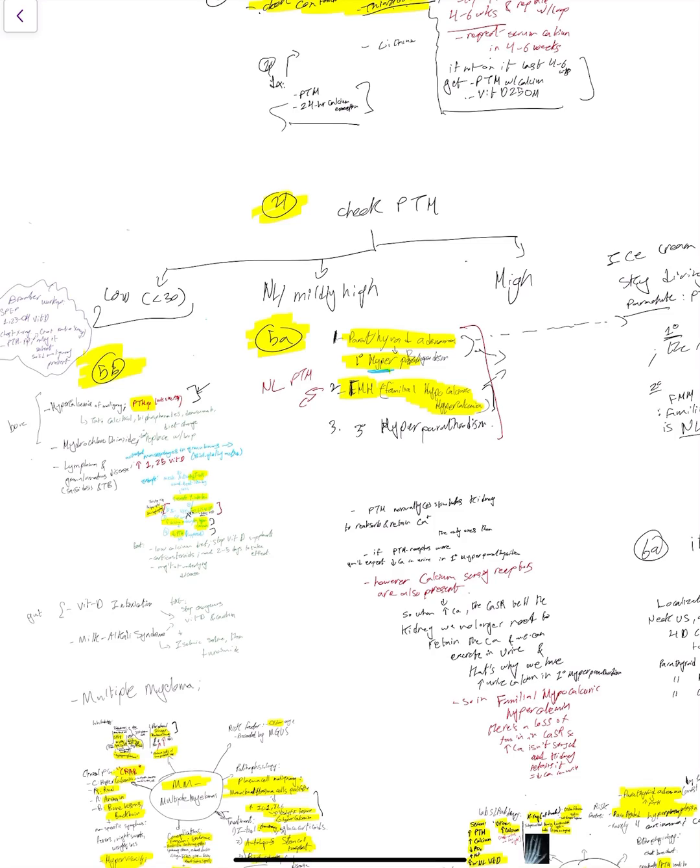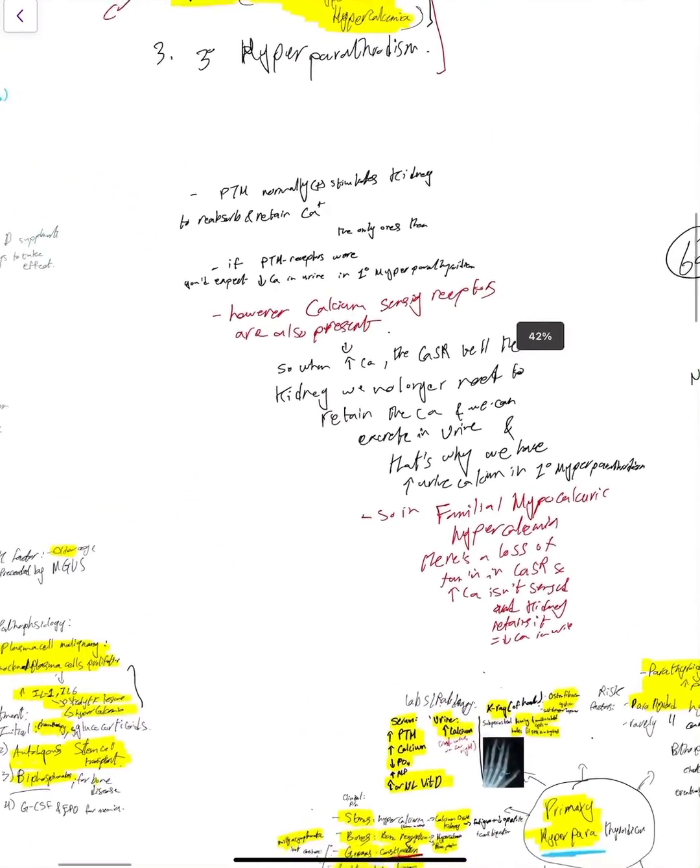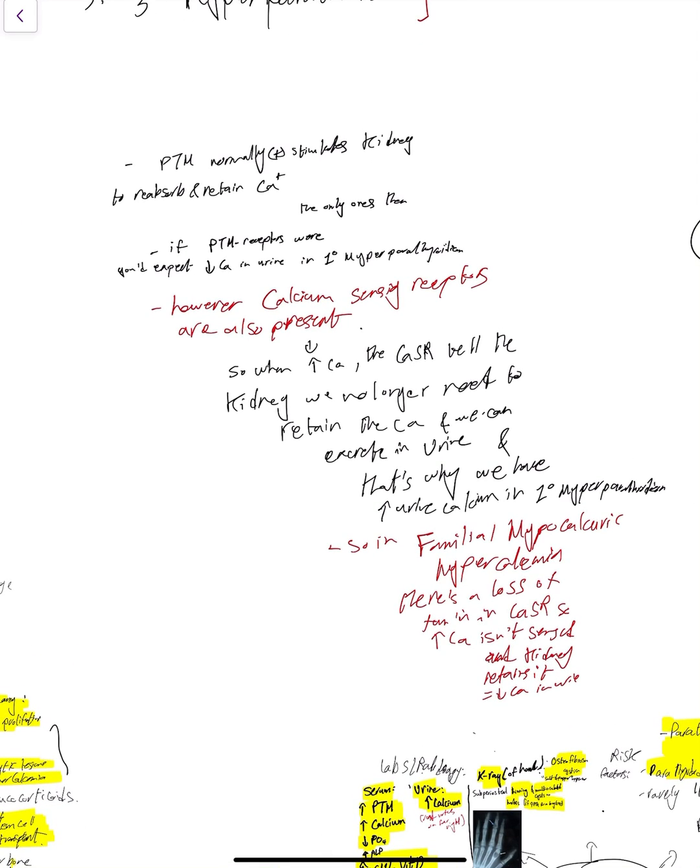But before, I'm going to talk quickly about how calcium is reabsorbed in the kidney. Parathyroid hormone goes to its receptors in the kidney and tells the kidney to reabsorb calcium, so it makes the kidney retain calcium. If that was the only receptor, then increased parathyroid hormone would mean more kidney retention of calcium, therefore less calcium in the urine.